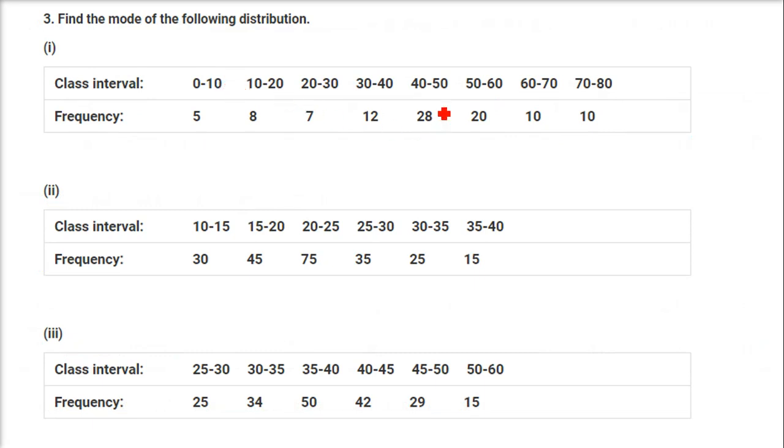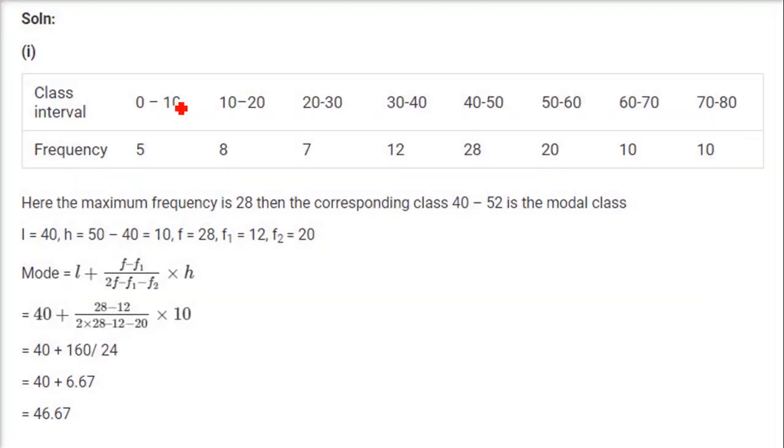Find the mode of the following distribution. Now we have to find the mode when we have class intervals. In this class interval we need to find the maximum frequency. Maximum frequency is here, 80. Now this corresponds to which interval? 40 to 50. This is the lower limit, this is the upper limit. So L is taken as 40 and h is the class size, 50 minus 40, so h is 10. Then we have this as the frequency f. The previous frequency is called f1 and the next frequency is called f2.